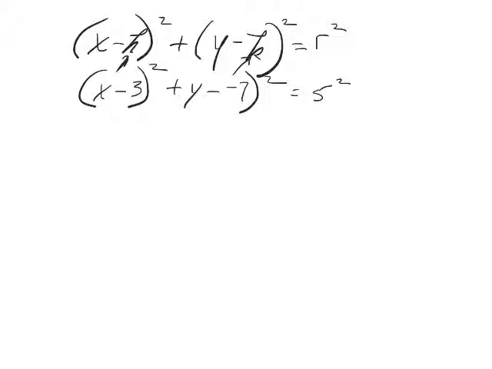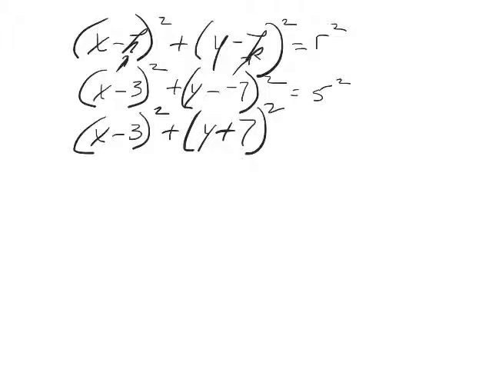Okay, so x minus 3 squared plus y plus 7 squared equals 5 squared, or 25. See, I made that into a positive 7. And there's my equation of that circle. Okay, so that is it for exercise 1.1.